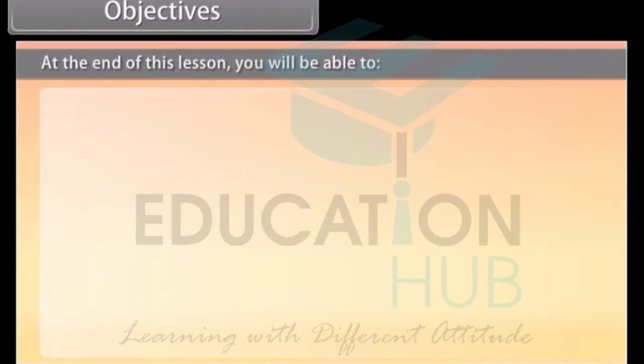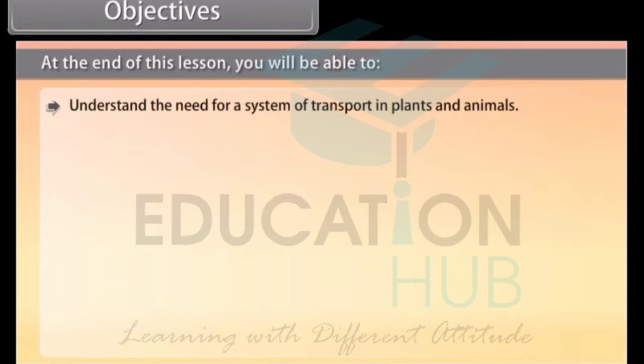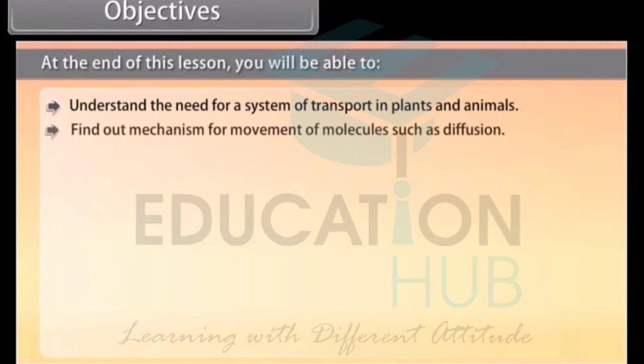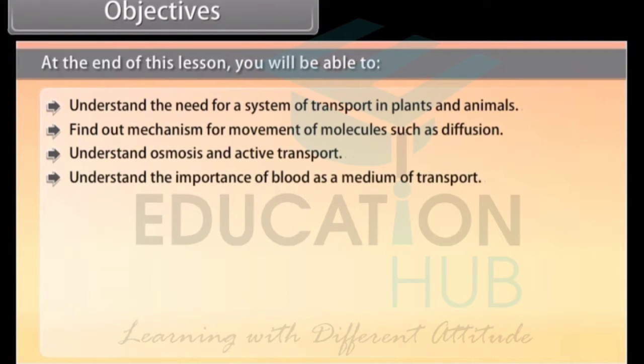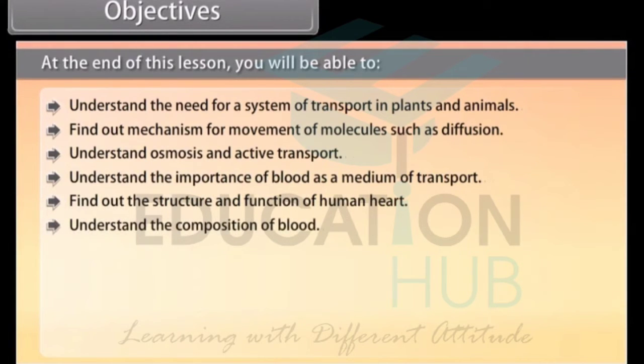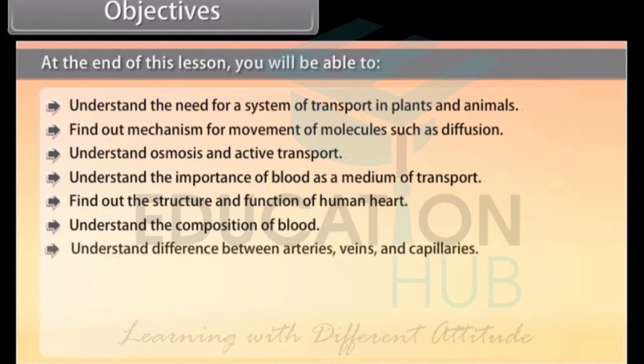Objectives. At the end of this lesson, you'll be able to understand the need for a system of transport in plants and animals, find out mechanism for movement of molecules such as diffusion, understand osmosis and active transport, understand the importance of blood as a medium of transport, find out the structure and function of human heart, understand the composition of blood, understand difference between arteries, veins and capillaries.